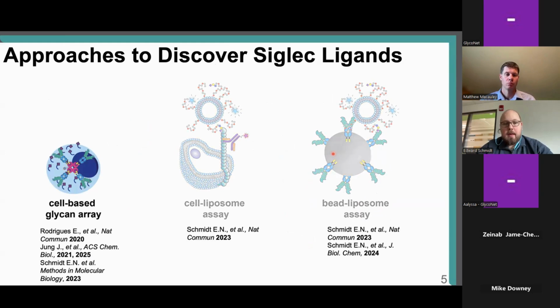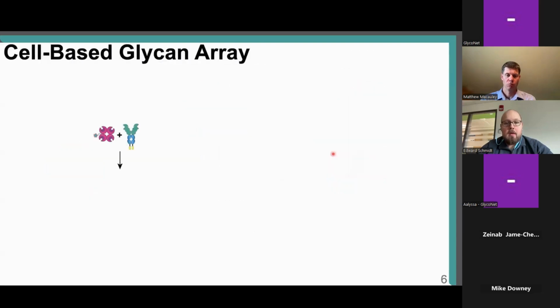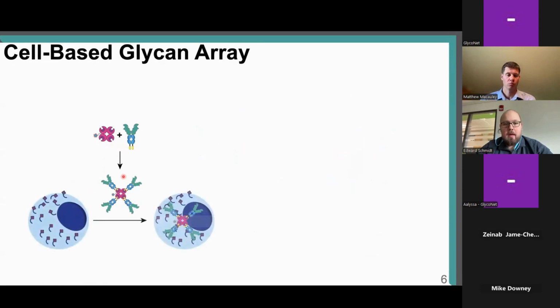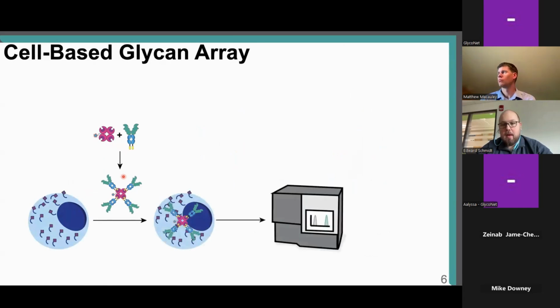I'll talk a little bit about how we recently used our cell-based glycan array to screen natural Siglec ligands and learn more about how post-glycosylation modifications affect Siglec ligands. The way this assay works is we have our fluorescently labeled streptactin that we pre-complex with our Siglec-Fc to make an octamer. We can then add this to a cell, incubate them together, and analyze it by flow cytometry.